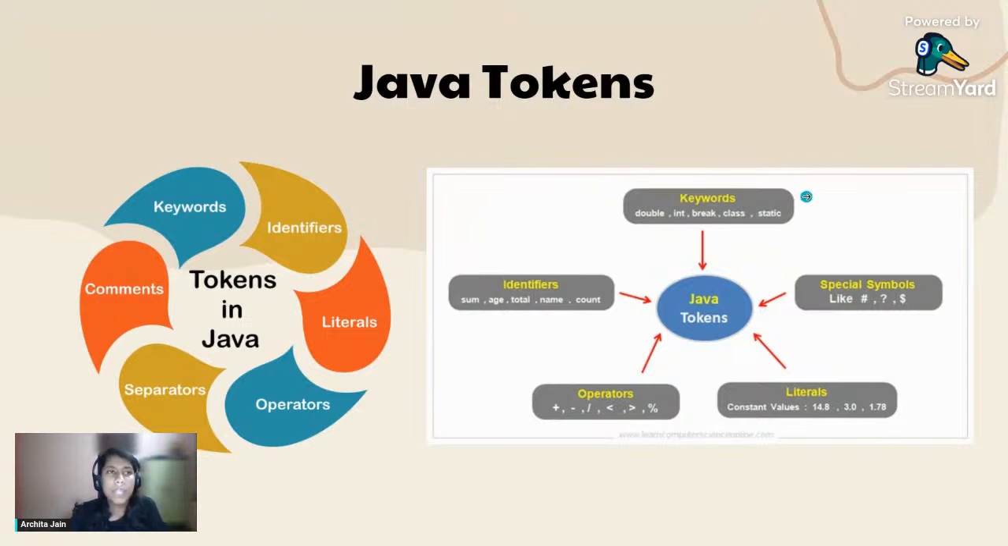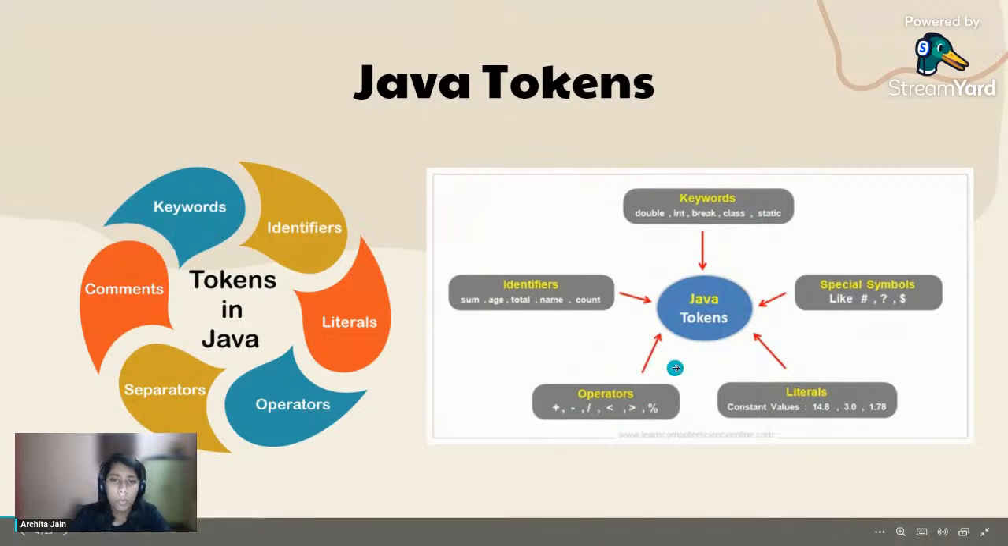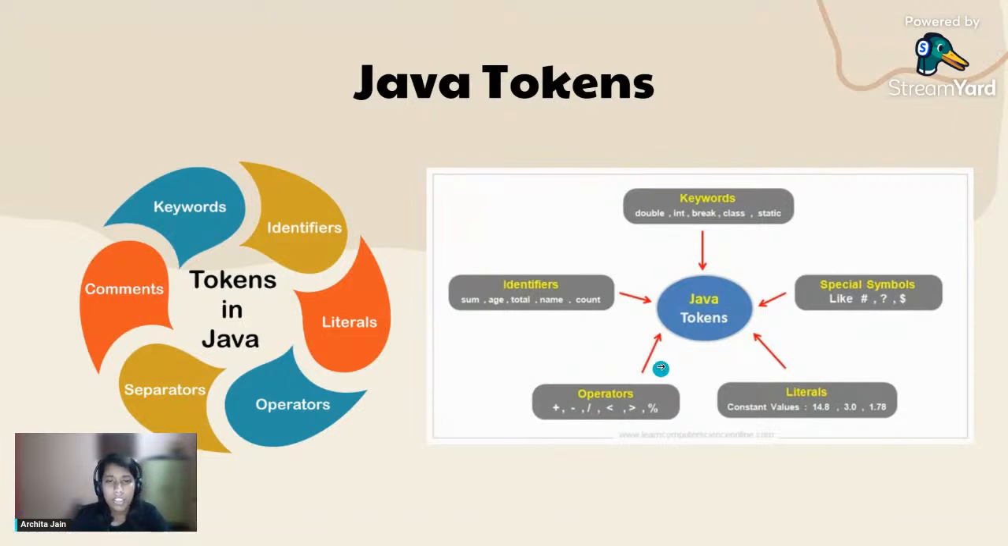Keywords are special, reserved words used in any language, like double, int, break, class. They have a special meaning and we cannot use them in any other form. Special symbols are symbols like hashtag, question mark, and the dollar sign. Literals are constant values, for example pi, 14.8, 14.4, 2.14, and any such values. Operators are plus, minus, division, subtraction, which we're going to study later on in this unit.